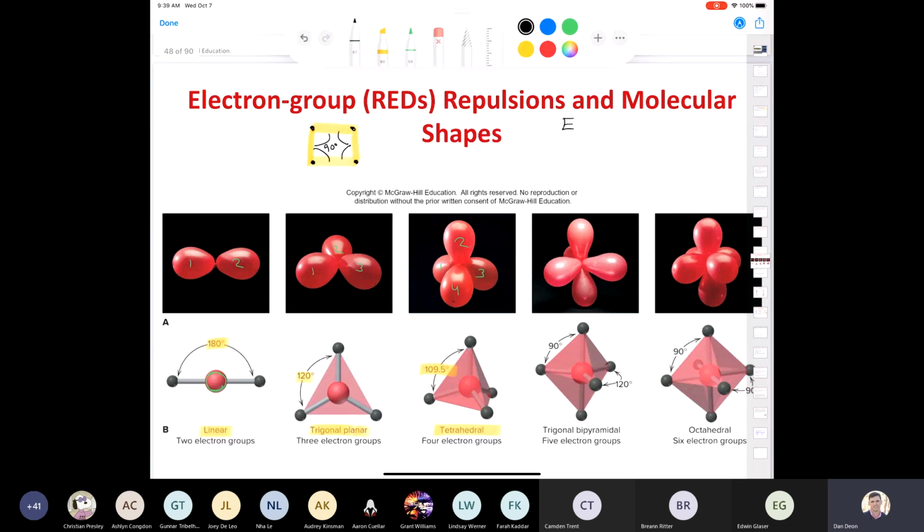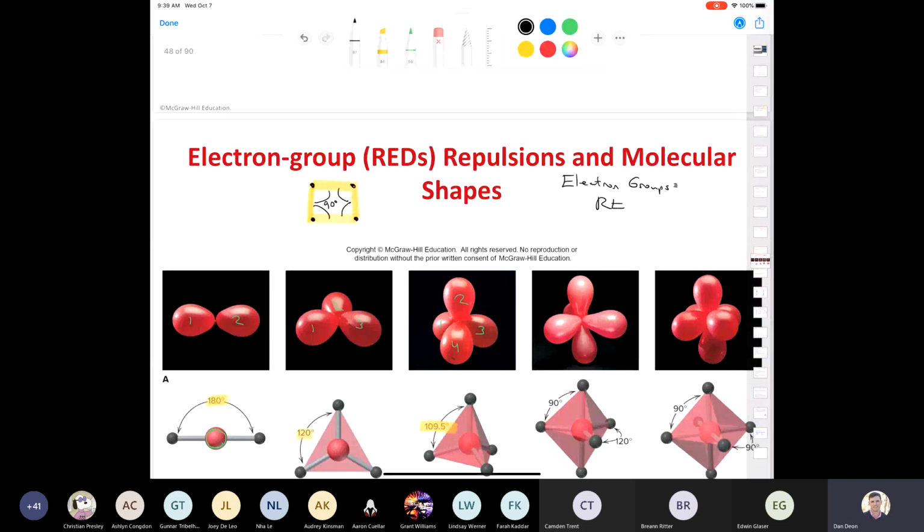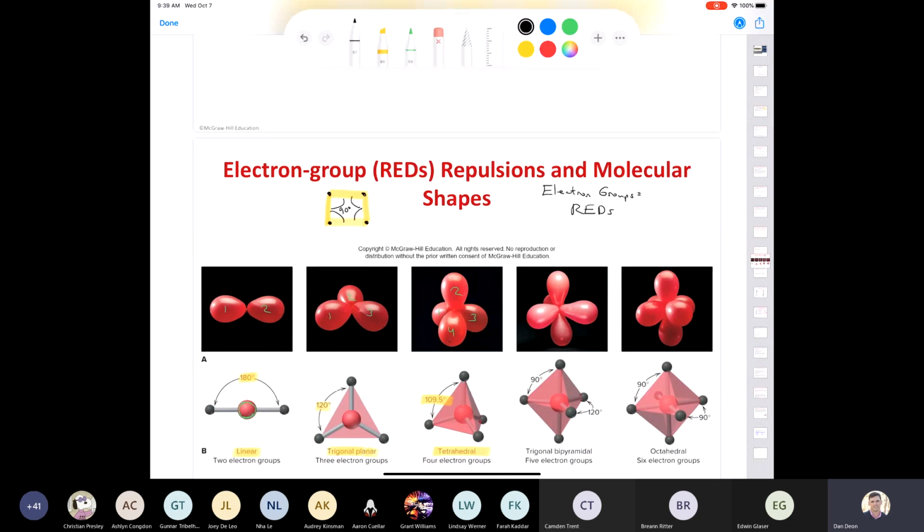So electron groups means the same thing as regions of electron density.